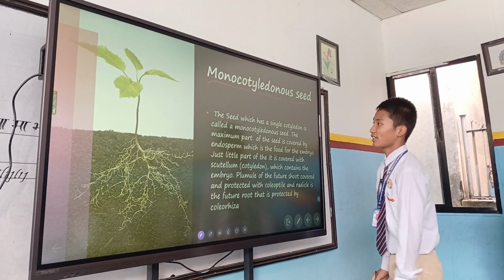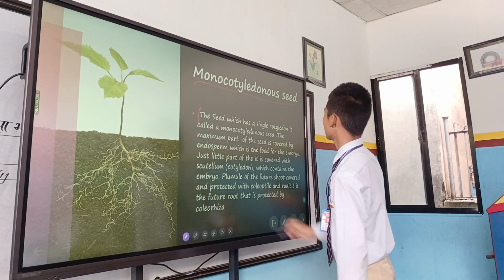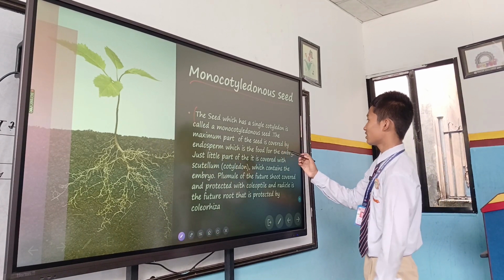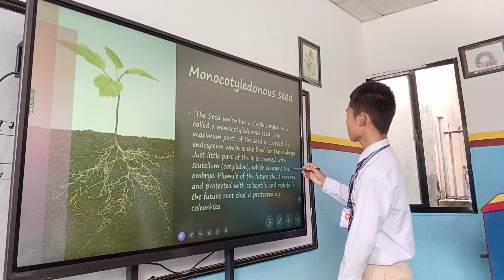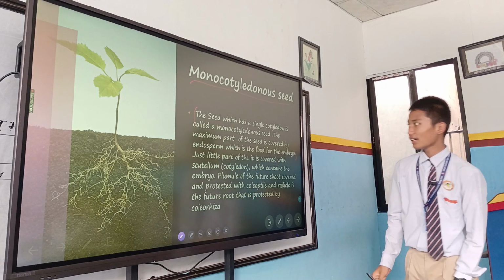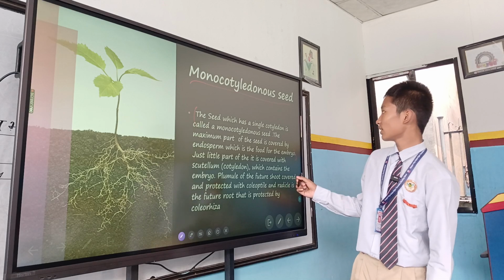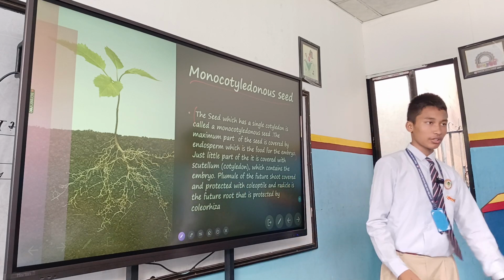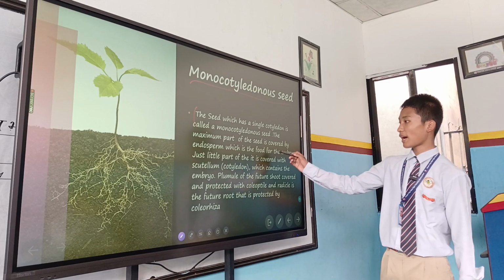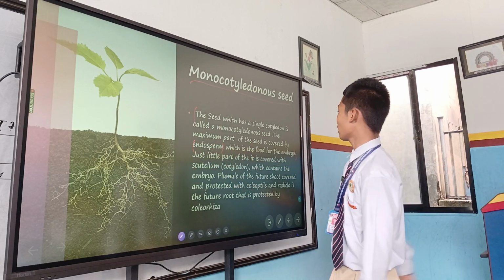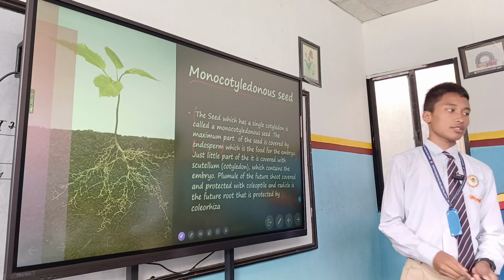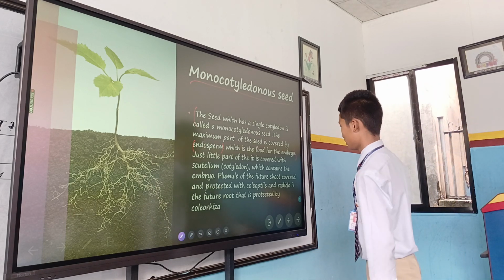Monocotyledon seed. The seed which has a single cotyledon is called a monocotyledon seed. The maximum part of the seed is covered by endosperm, a kind of material, which is the food for the embryo. It is what the embryo feeds on.